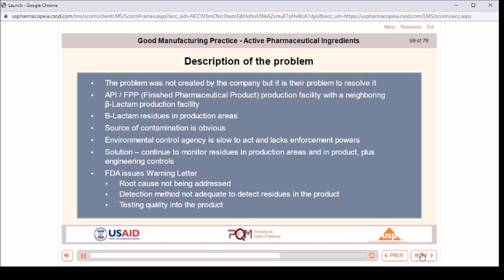This approach was of course not at all acceptable to the regulatory authorities, who considered that the root cause was not being addressed. The method of detection was not adequate to detect residues in the product, and it is not acceptable to test quality into the product. This company received a regulatory observation, and at the follow-up visit, the FDA issued a warning letter. The company was requested to describe how it intended to prevent the ingress of beta-lactam residues into the facility. At this point, the company hired in a team of experts to address the problem.